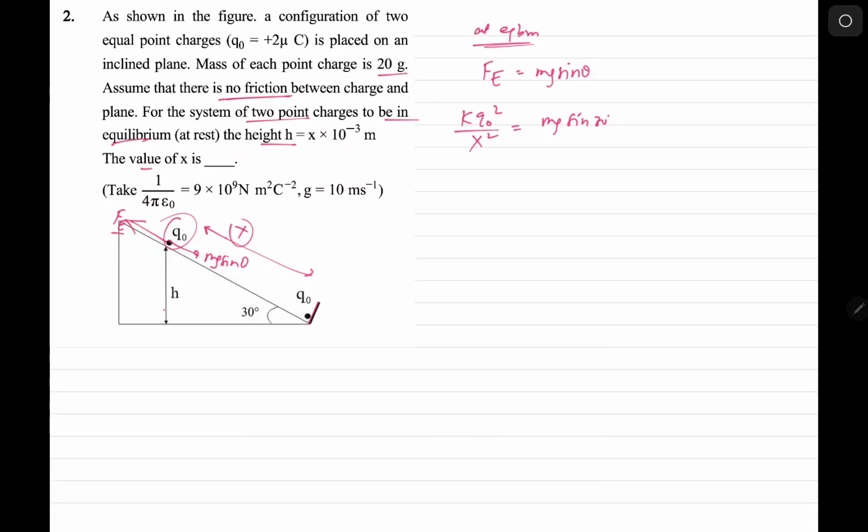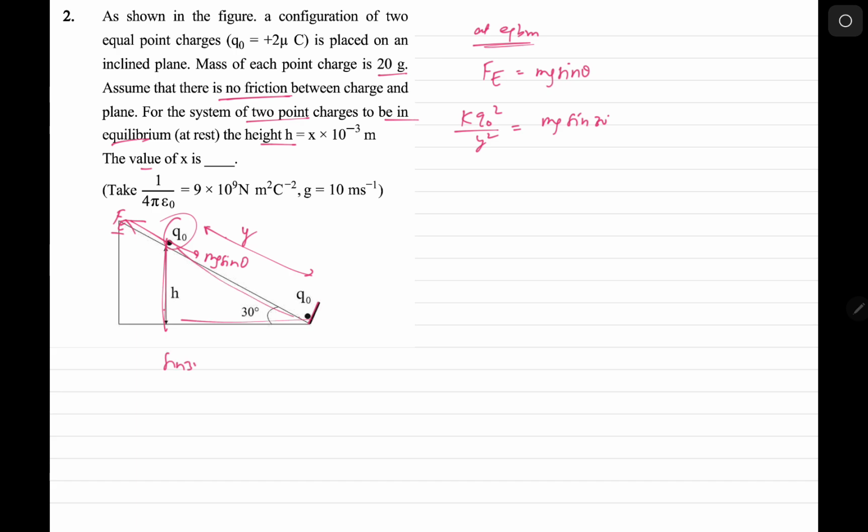So in the question, h is equal to h into 10 to the 3. So this h and this h are not the same. So I'll take some other variable instead, to avoid confusion here. So here this is h and this is y. The hypotenuse is y and the perpendicular is h.